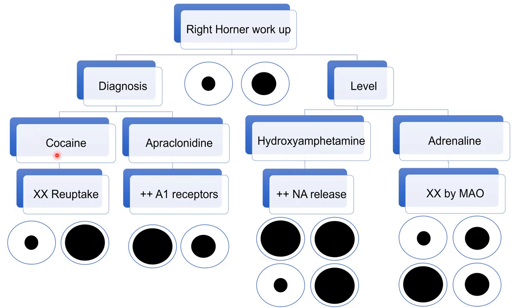So again, what will be the first test to diagnose Horner? It will be the cocaine. What will be the effect of cocaine? It does not dilate the Horner. Remember, the right is the Horner, but it will dilate the normal pupil.